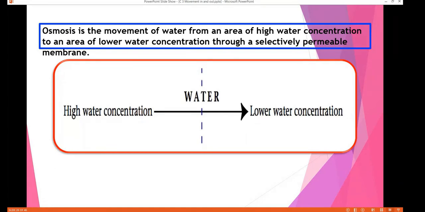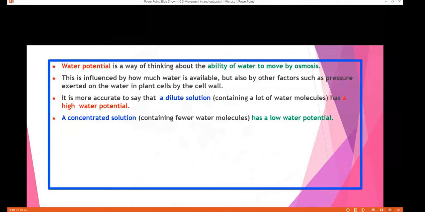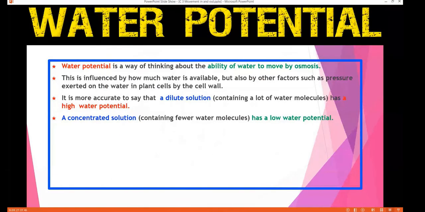Yes, Miss. Great. So here again it is shown as to how the osmosis process takes place from high concentration to the low water concentration through a semi-permeable membrane. So you can define it as osmosis is the movement of water from an area of high water concentration to an area of low water concentration through a selectively permeable membrane. Alright, talking about the water potential here. Water potential is a way of thinking about the ability of water to move by osmosis.